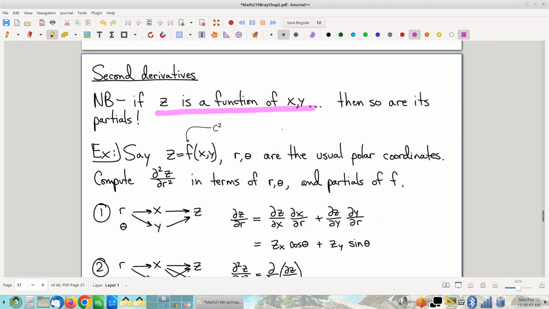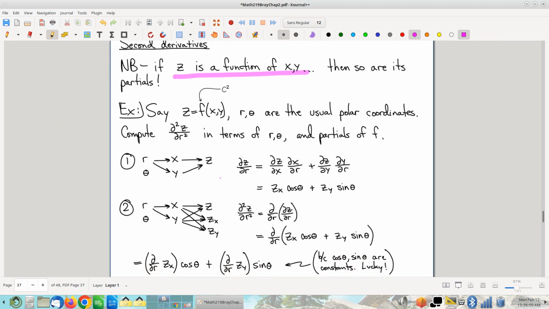So just to keep this on the screen while we're doing this, if z is a function of x and y, which it is in this situation, then zx and zy are also functions of x and y. And I'm just literally going to add them onto the diagram. I'm going to treat zx like it's a variable. I mean, I could give it a name.